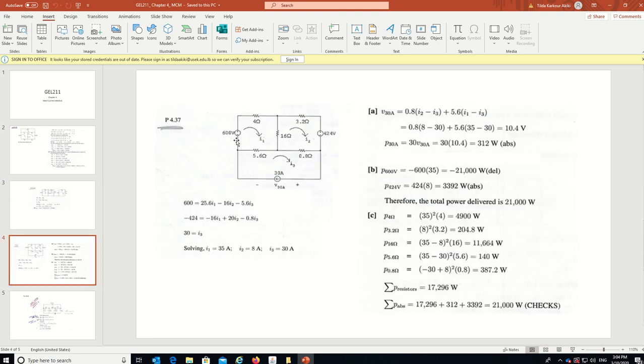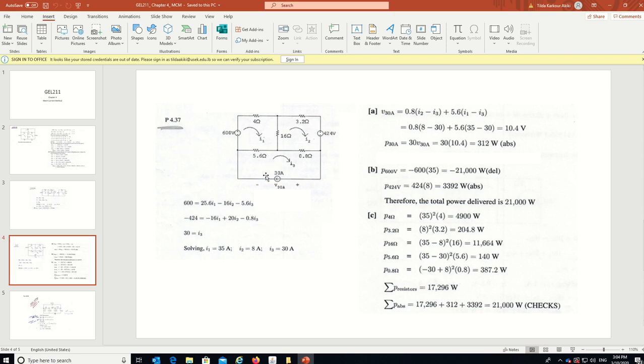In this exercise, how many essential nodes do you have? 1, 2, 3, 4 essential nodes. How many essential branches? 1, 2, 3, 4, 5, 6. So 6 minus 4 plus 1 is 3. And as you can see, you have 3 meshes. You will do your meshes.